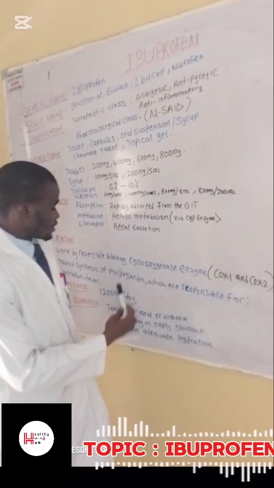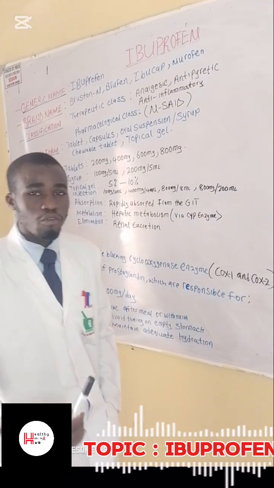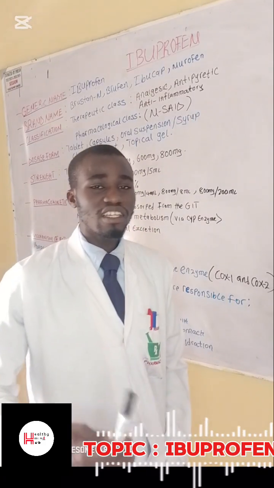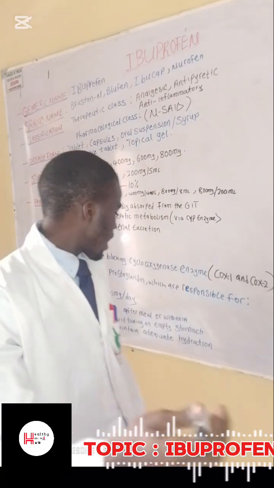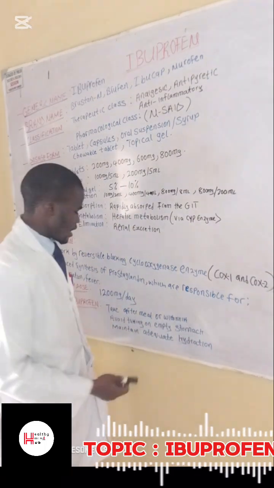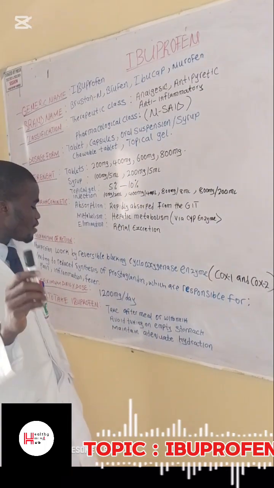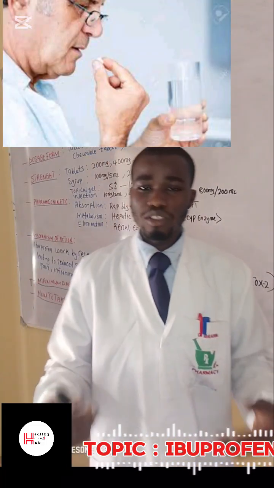Now, why did I say that ibuprofen should be taken after a meal? It is because it has the susceptibility of increasing bleeding, and it can also cause ulcer, and that is why you should avoid taking it on an empty stomach. And before you take ibuprofen, you should maintain adequate hydration. You should take a lot of water.